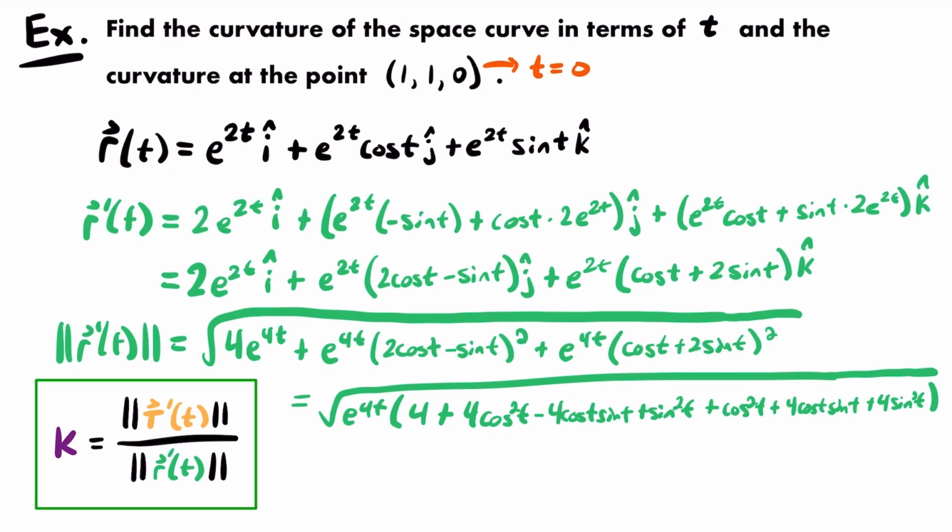Now, we have some terms that cancel out. We have negative 4 cosine t sine t and positive 4 cosine t sine t. They're the same term, but one is negative and one is positive, so they combine to be 0.